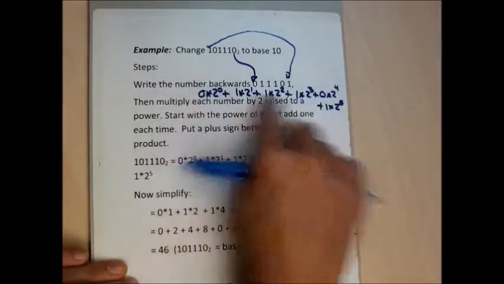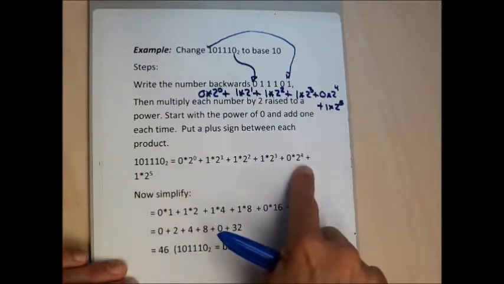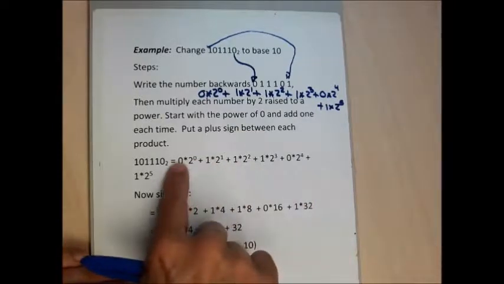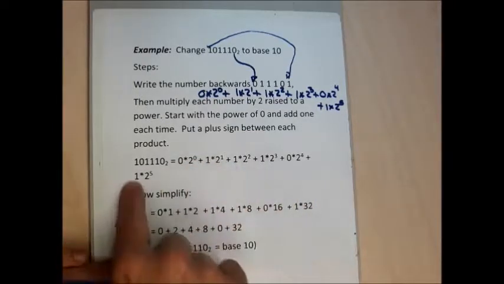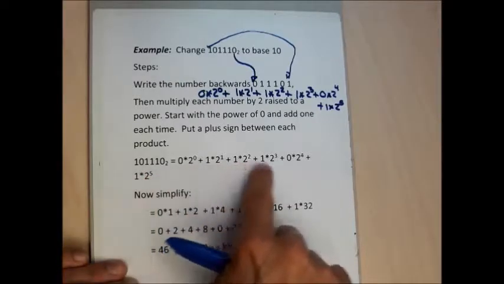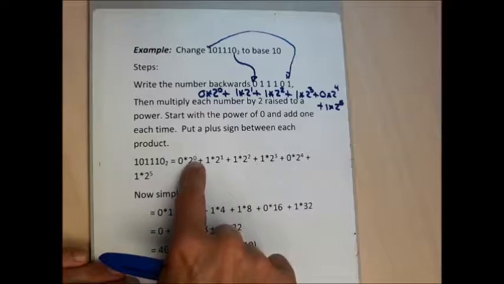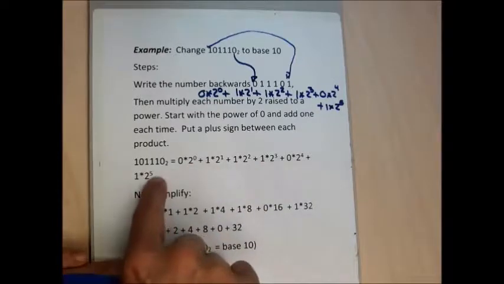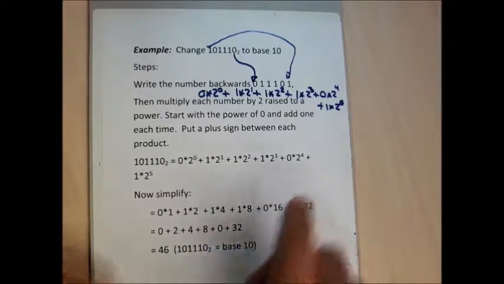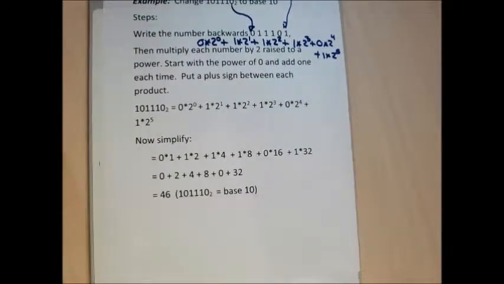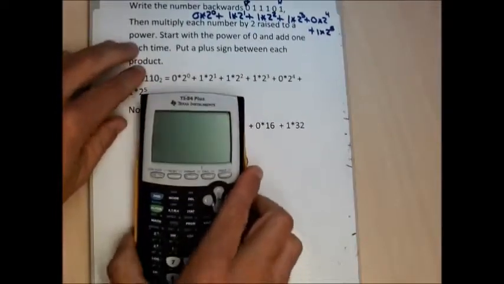So this computation, which is much nicer, written more nicely down here, is exactly what I do. I wrote the number backwards, 011101, multiplied each of those numbers by a power of 2, gave each of the powers of 2 an exponent starting at 0 and working my way up till I was out of 2's. And then I put a plus sign between. If I was doing this, I would use my calculator to do the entire computation, and it would be simple to do on my calculator.